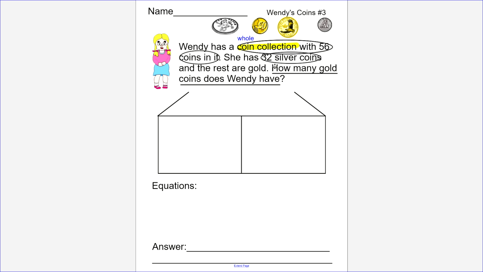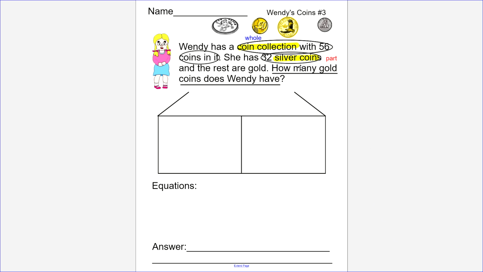Now think about the piece of information, 32 silver coins. We know that the whole coin collection is the whole. Do you see any key words in the piece of information, 32 silver coins, that help you know that is a part? Oh yes, the words silver coins help me know that this is a part. Silver coins would be some of the coins in Wendy's collection, but not all of them. So silver coins help me know that this is a part.